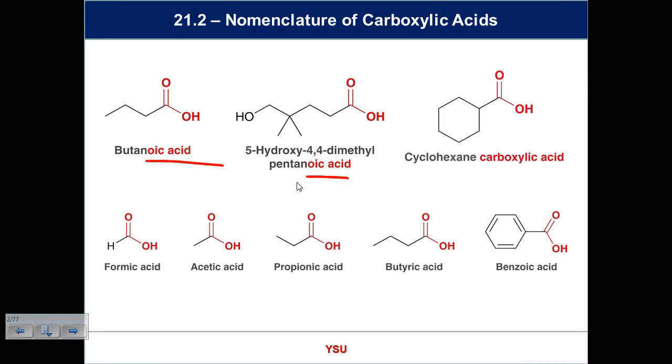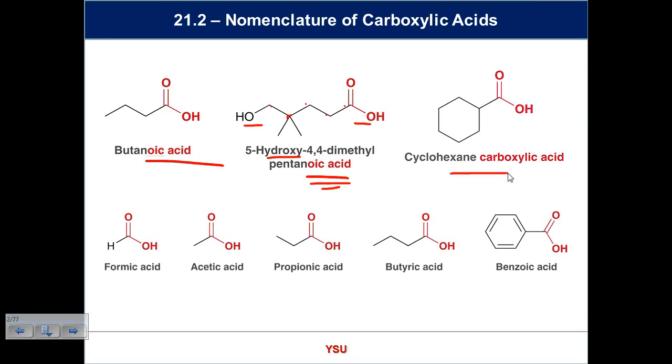So we've got butanoic acid, and a more complex one here, 5-hydroxy-4,4-dimethylpentanoic acid, which I think you can get from the longest chain being 5 carbons. The oic acid tells you that it's a carboxylic acid. The 5-hydroxy tells you that the OH is subservient to the carboxylic acid. The carboxylic acid is the major functional group. And the 4,4-dimethyl is simply because of this.